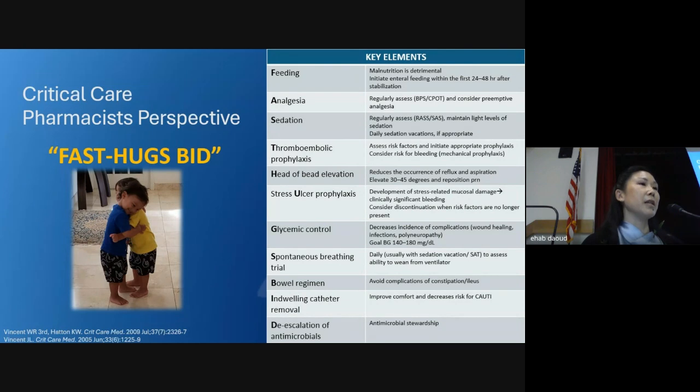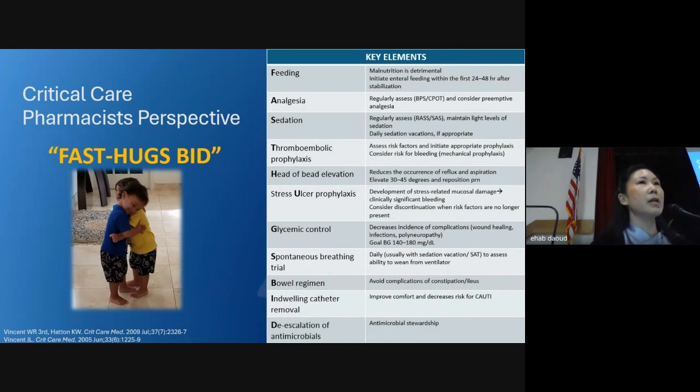This is our checklist. This was created by Vincent and colleagues way back in the early 2000s. It's our checklist basically to look over an ICU or critical care patient, and it incorporates a lot of these different ventilator bundles and prevention strategies. So there's a mnemonic for it. It's called FAST HUGS BID. These are our key elements.